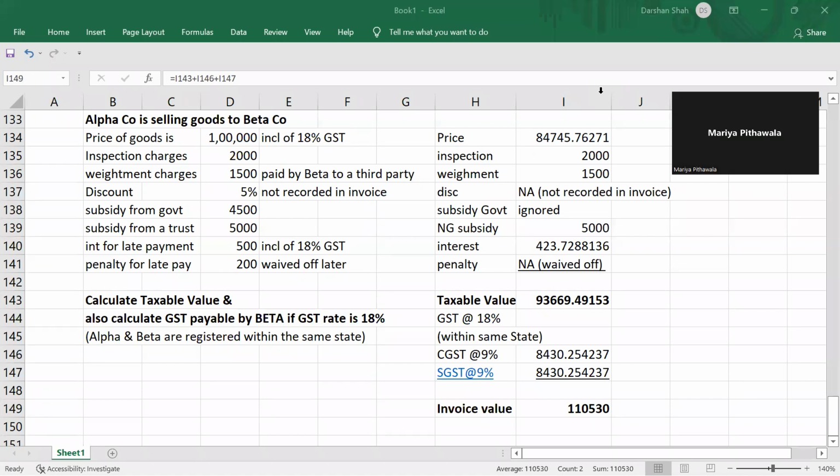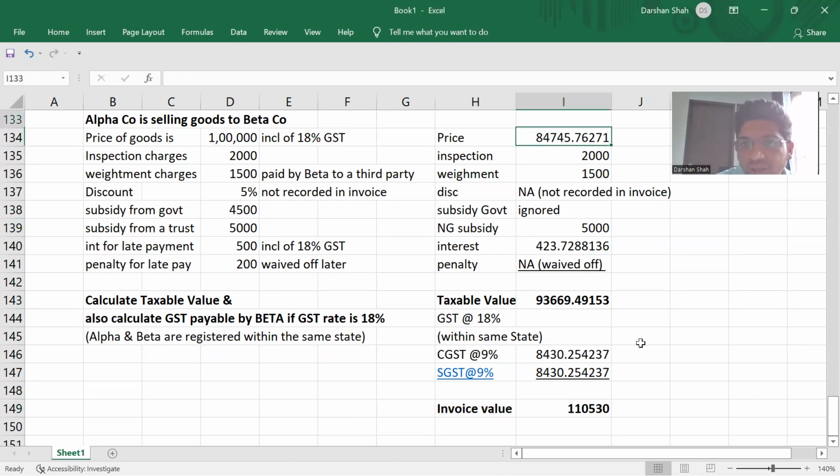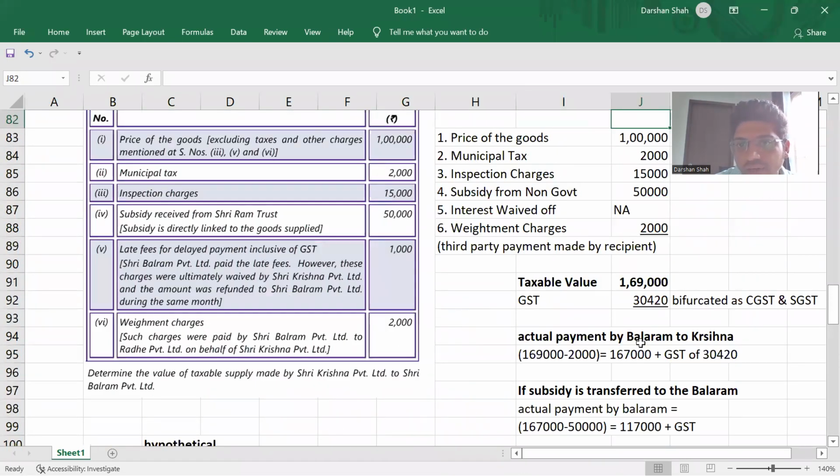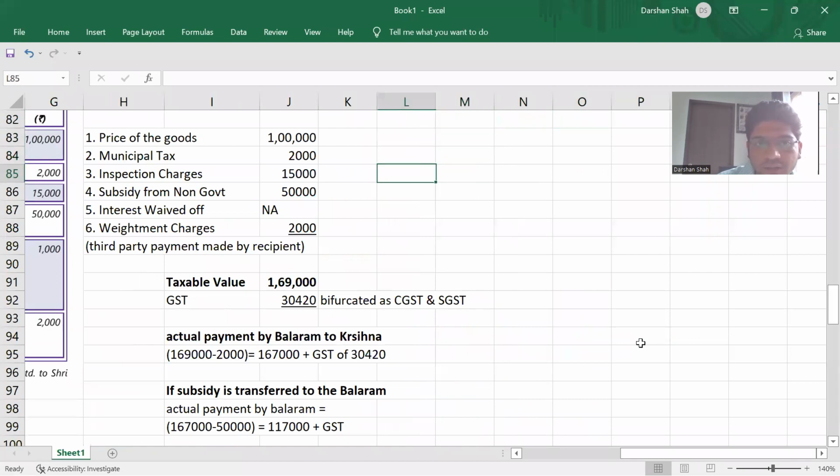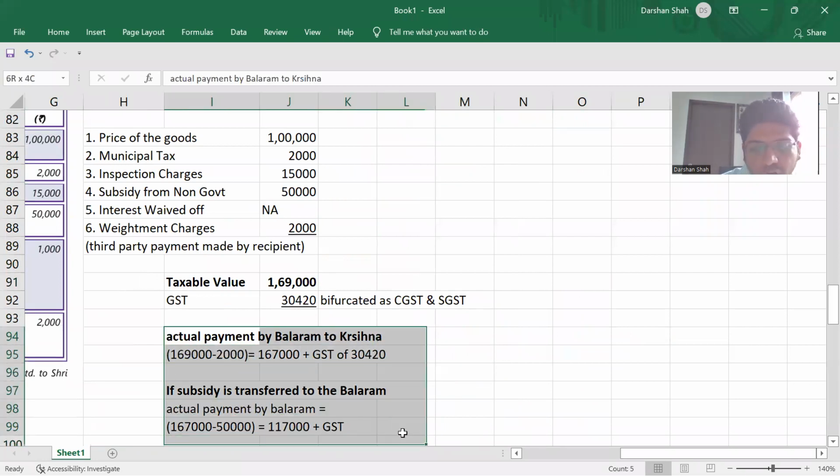Okay. So with the abatement charges which are paid by beta to a third party, is it on behalf of alpha, or how is it? Because we otherwise deduct that amount from our taxable value. We don't deduct, we never deduct it from taxable value. In the above one, why did we deduct? Because we were calculating the actual payment value. Taxable value still remains 1,69,000 in that Balram and Krishna example. This was just for your understanding. You don't need to show this.